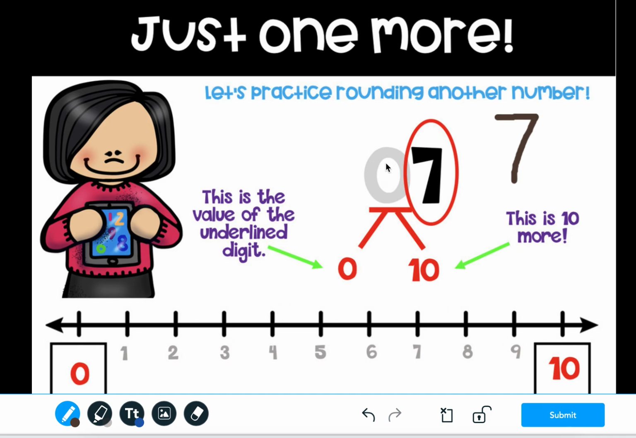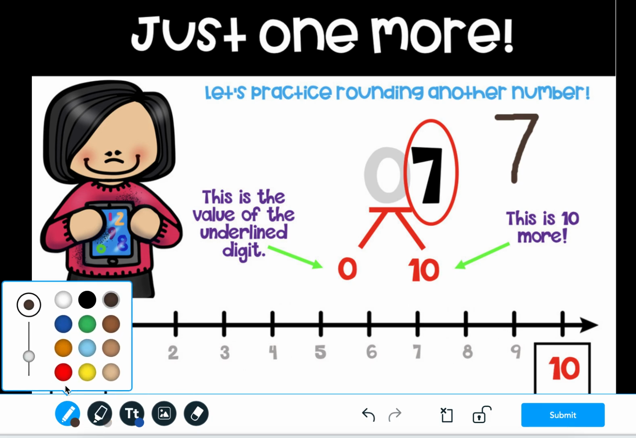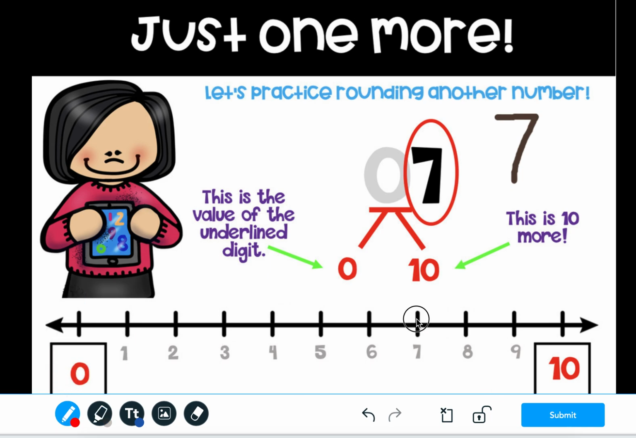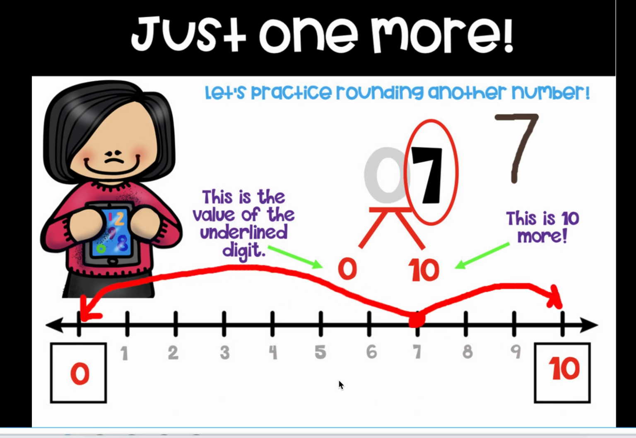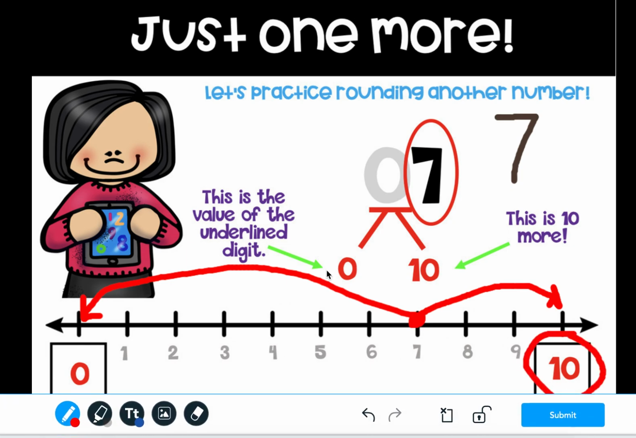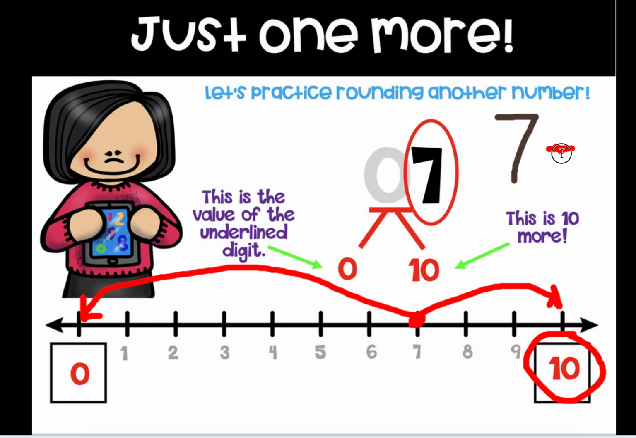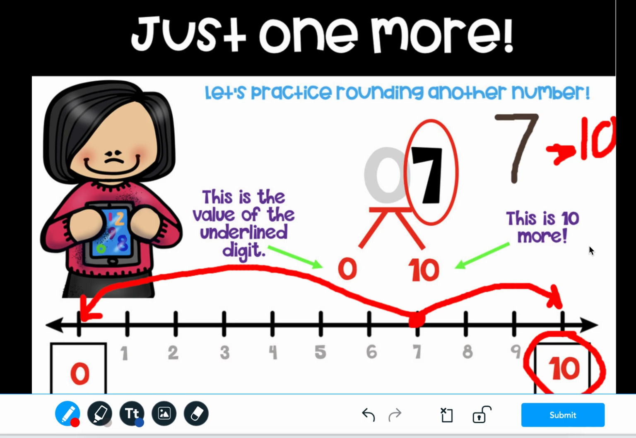The 0 value is 0, and 10 more than that is 10. This is my first and last number on the number line, 0 and 10. All of my numbers in between are counting by ones. If I place 7 on my number line, I need you to tell me, is it closer to 10 or is it closer to 0? If you said that 7 is closer to 10, you are correct. 7 rounded to the nearest 10 is 10. Great job, friends. Now it's your turn to try some. Good luck.